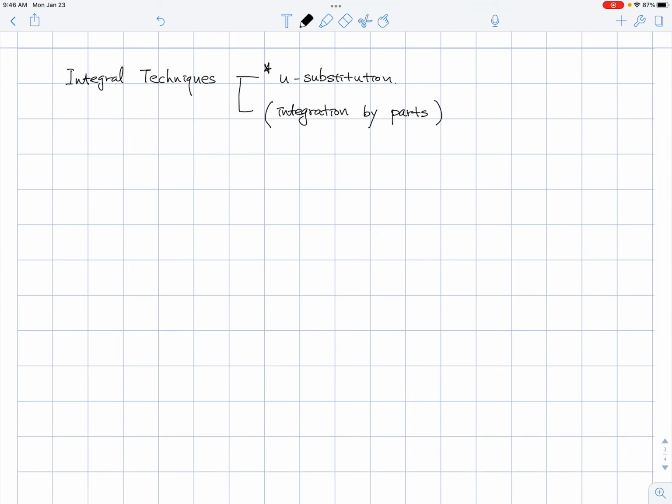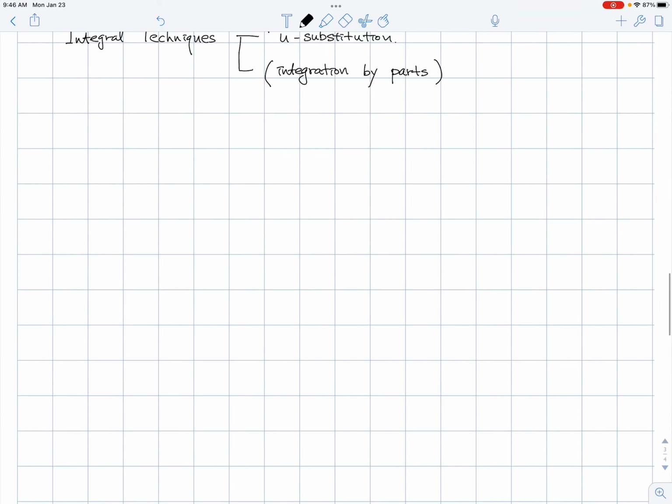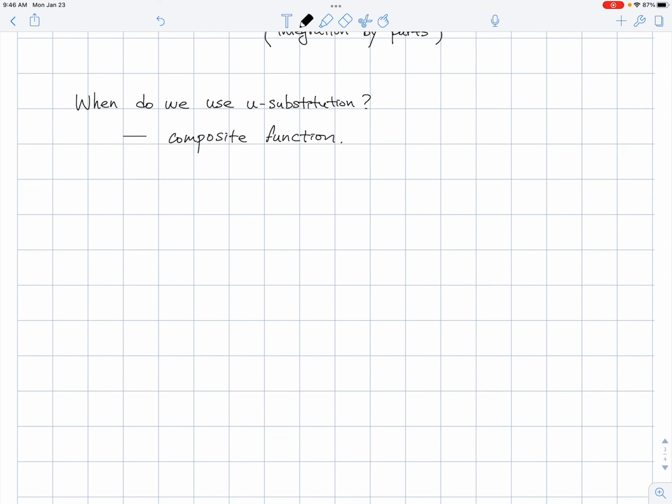Okay, so that's what we're gonna do. Okay, so when do we use u-substitution? It's when you recognize there is a composite function. Okay, so let's practice a little bit.